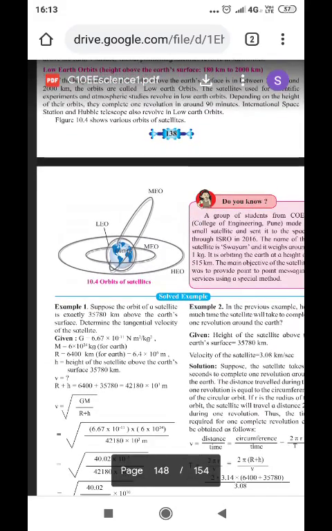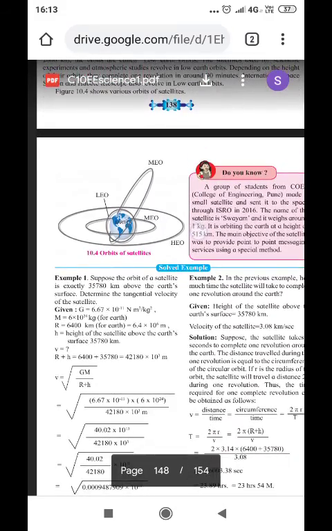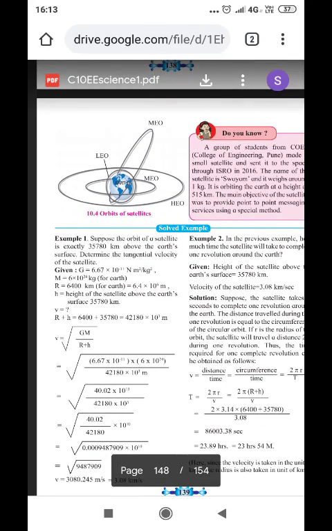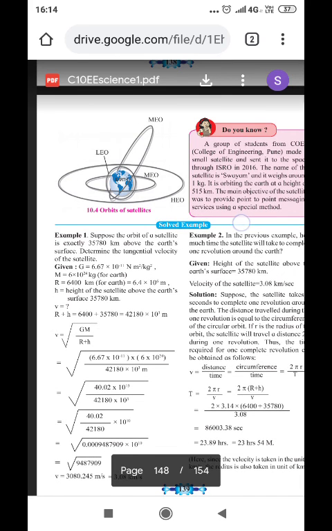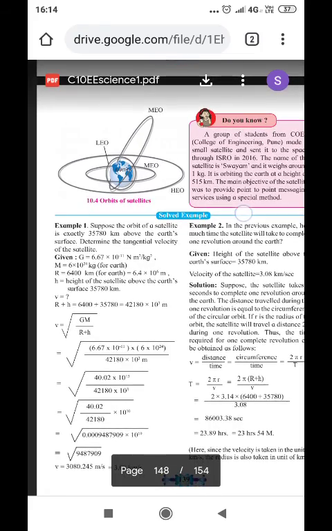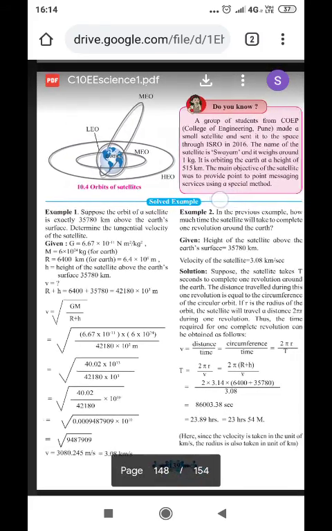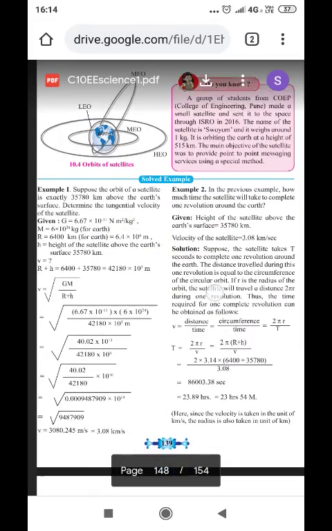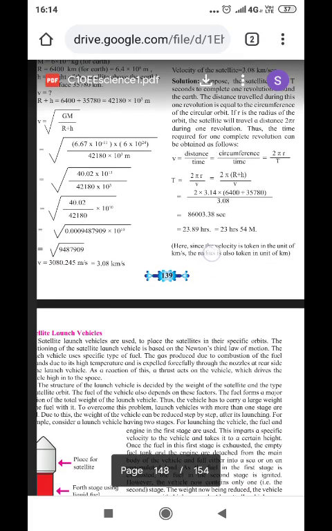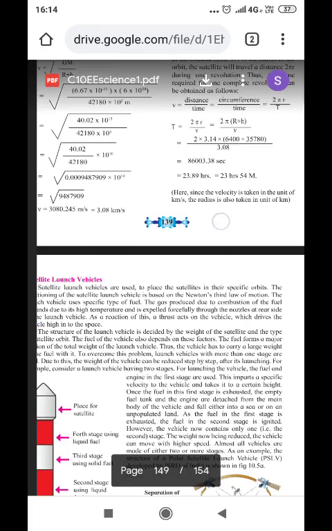Figure 10.4 shows the various orbits of satellites. You can see the diagram here. LEO, low Earth orbit, ranging from 180 to 2000 km. Then MEO, ranging from 2000 to 35,780 kilometers, and HEO, ranging up to 35,780 kilometers and beyond. Now these short examples are not in our syllabus, so excluding them, we'll move ahead.